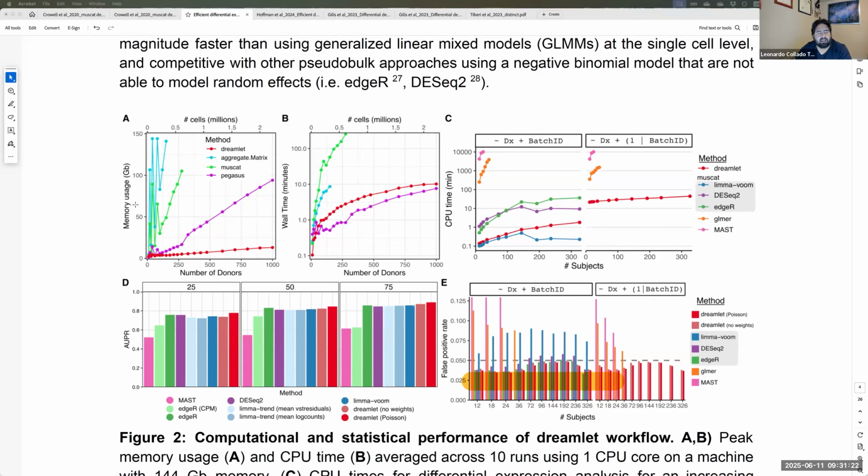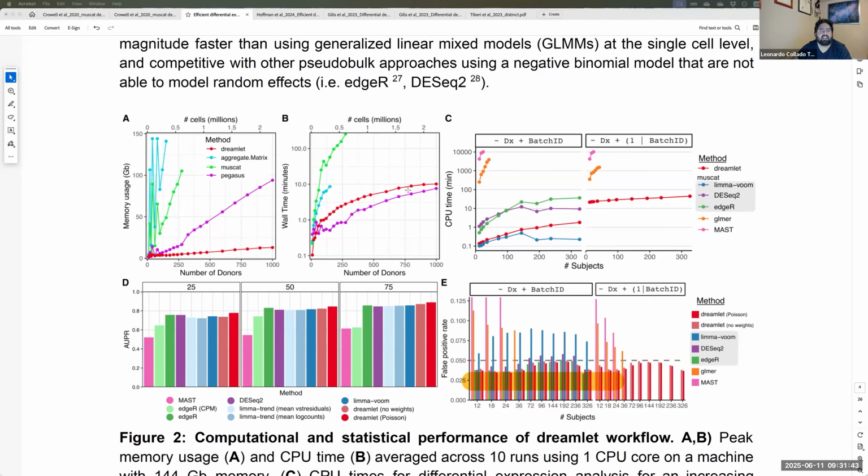Dreamlet implements a bunch of computational new developments, using on-disk memory representation, things like that. And it's very efficient. That's why in panel A, you can see that the red line is pretty low in general. So that's pretty nice.